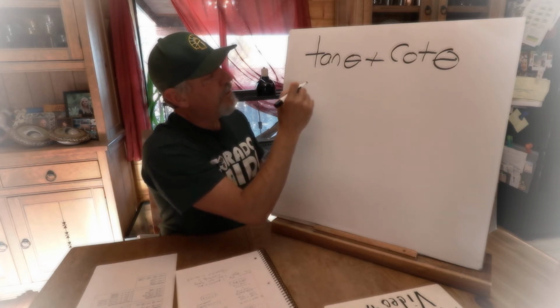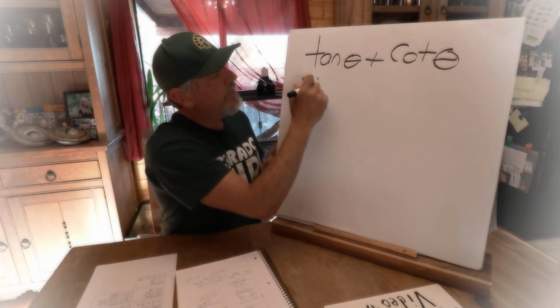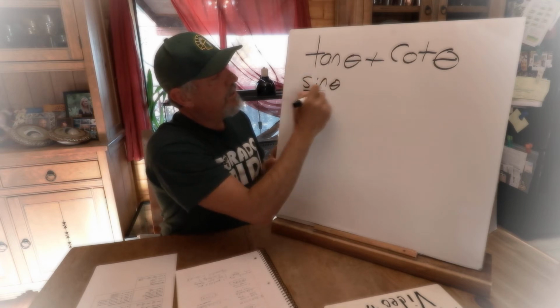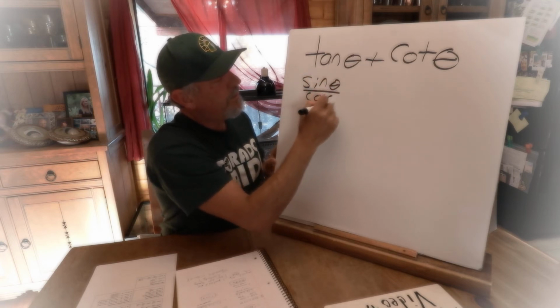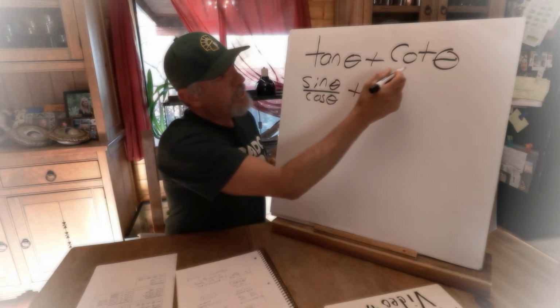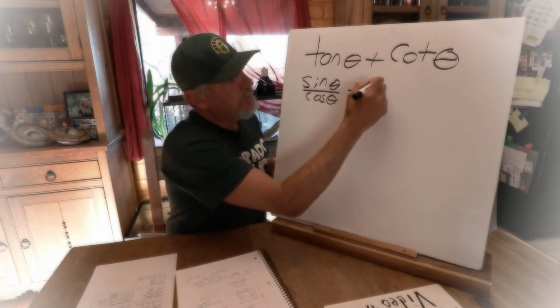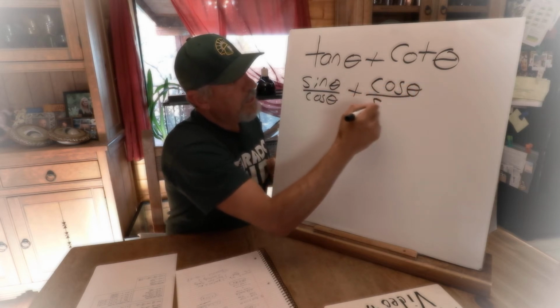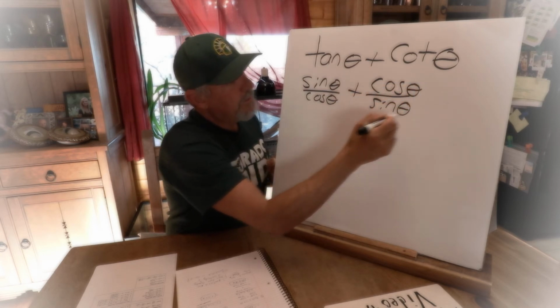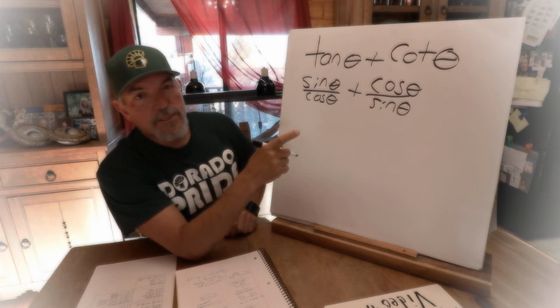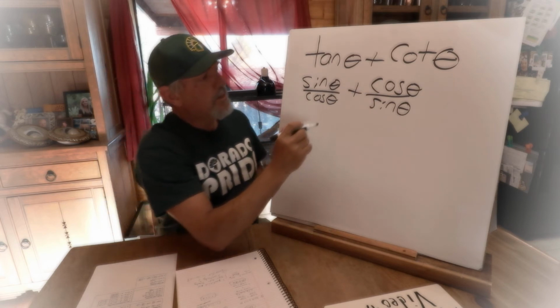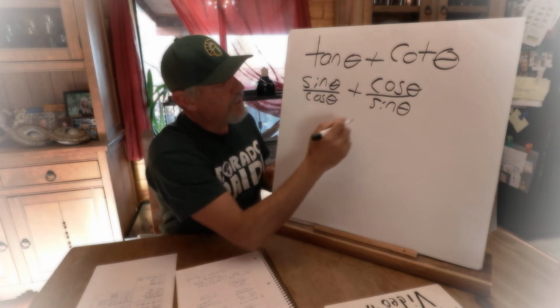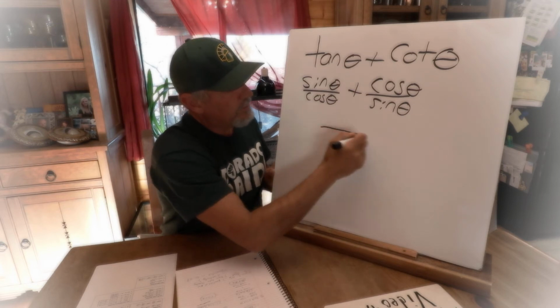Tangent is sine over cosine, so I'm going to rewrite tangent as sine of theta over cosine of theta. Cotangent is cosine over sine, so I'm going to rewrite cotangent as cosine of theta over sine of theta. Two fractions, I can get a common denominator. The common denominator between cosine and sine would be cosine sine.